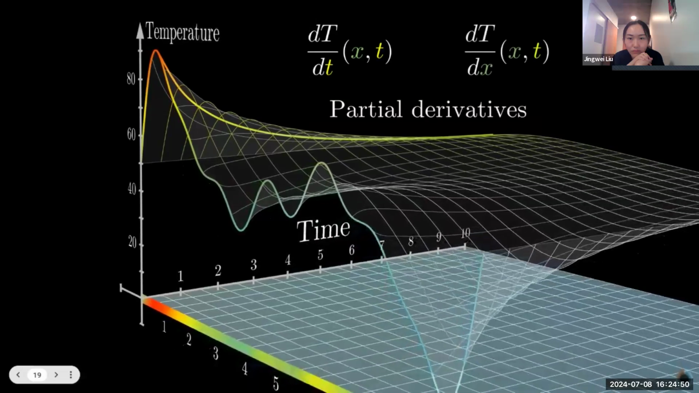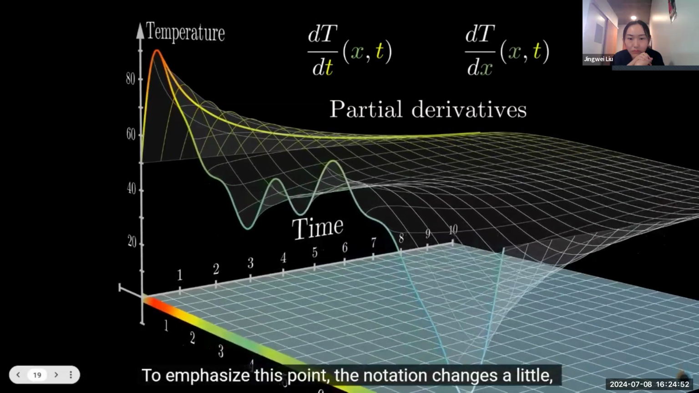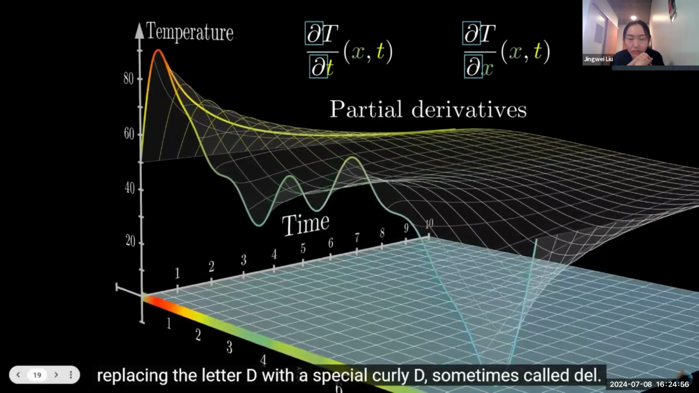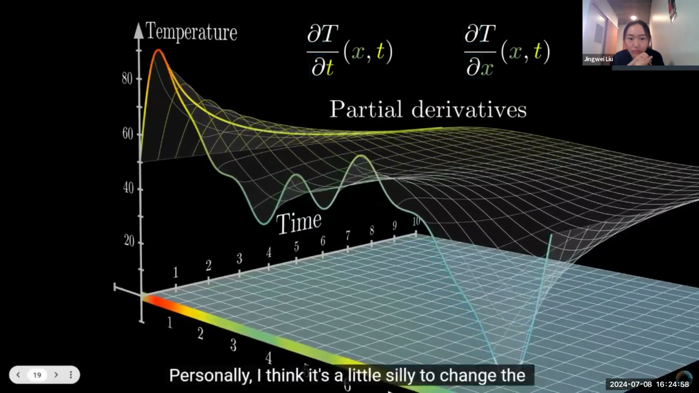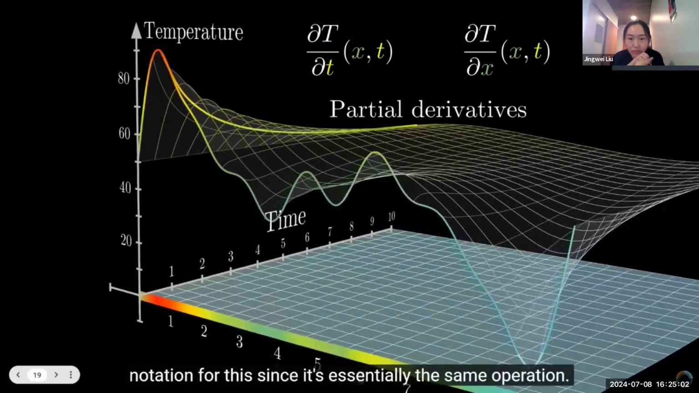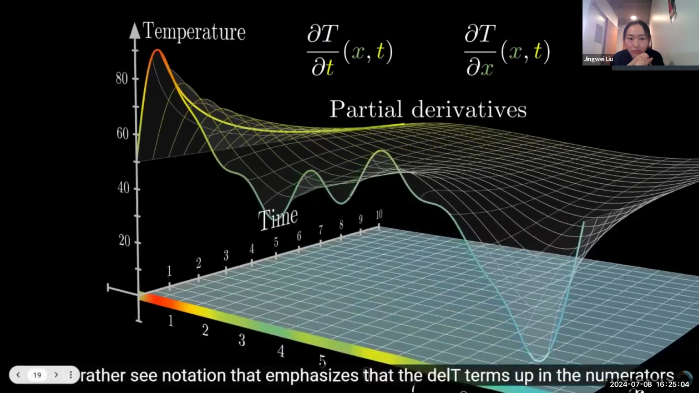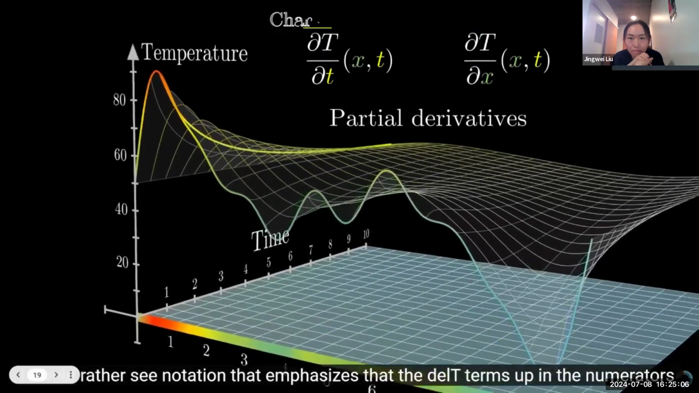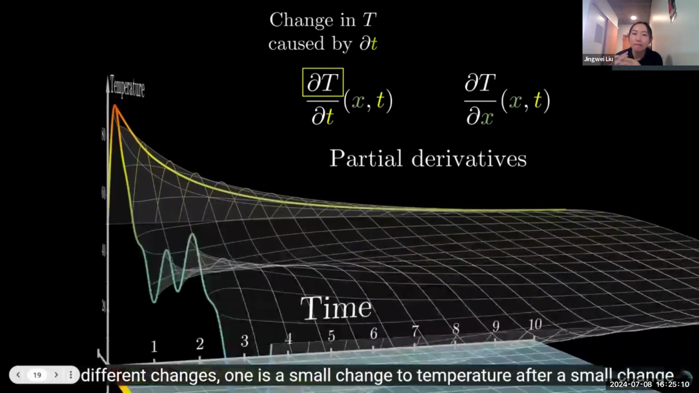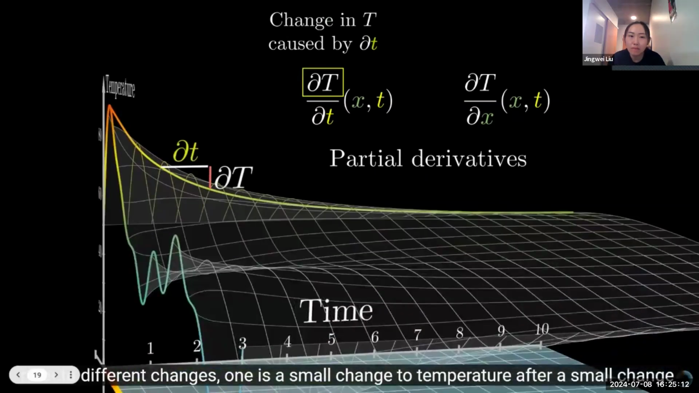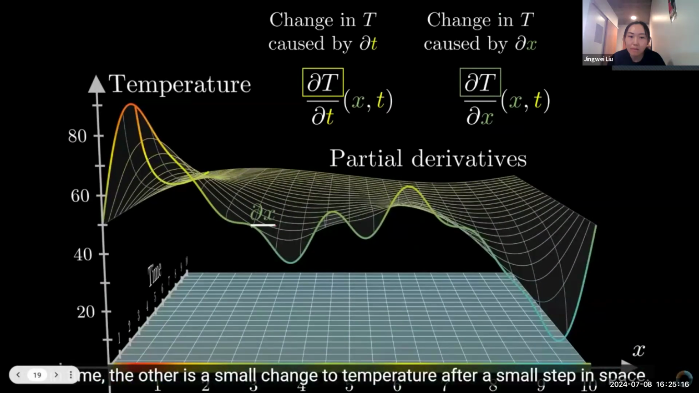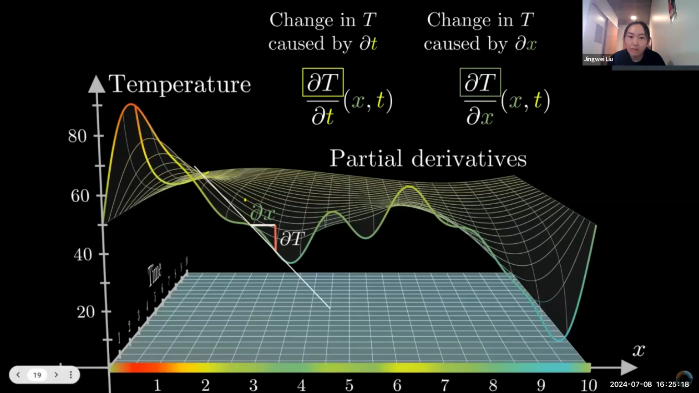partial derivatives. To emphasize this point, the notation changes a little, replacing the letter d with a special curly d, sometimes called del. Personally, I think it's a little silly to change the notation for this, since it's essentially the same operation. I would rather see notation that emphasizes that the del T terms up in the numerators refer to different changes. One is a small change to temperature after a small change in time. The other is a small change to temperature after a small step in space.